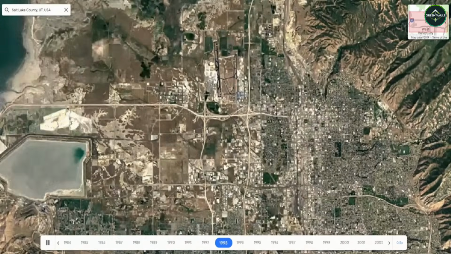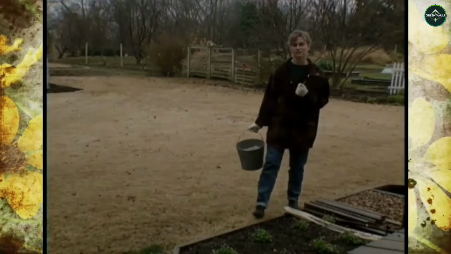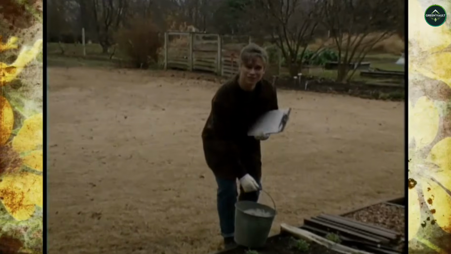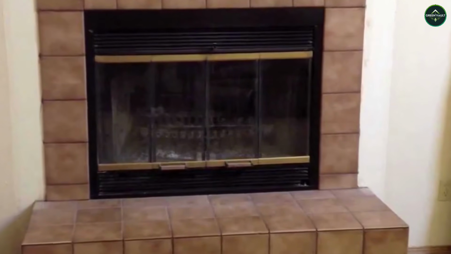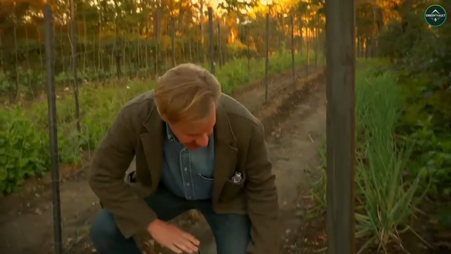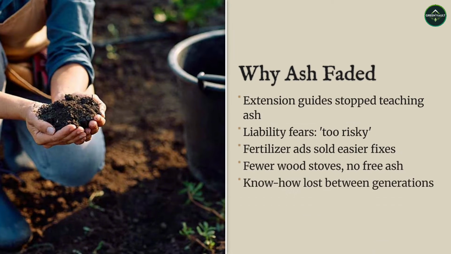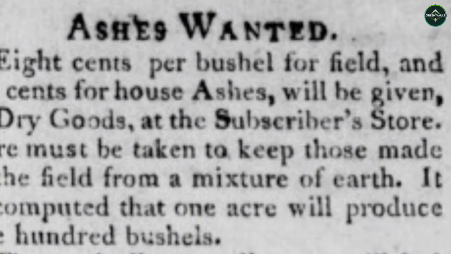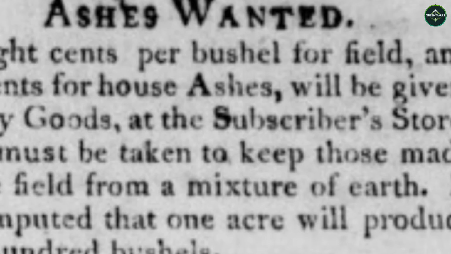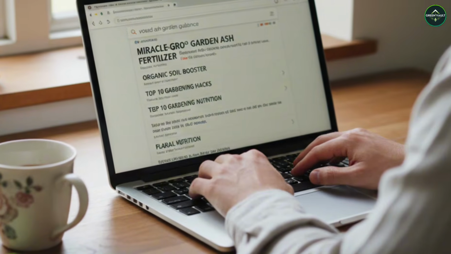By the 1980s, suburbanization removed wood-burning infrastructure from most households. Even gardeners who wanted to use ash could not produce it. There was no fireplace, no wood stove, no source. As the practice faded, the transfer of knowledge broke down. Younger gardeners never learned application rates, never learned timing, and never learned which crops benefit most. The information existed in old manuals and university archives, but it did not exist in accessible cultural knowledge.